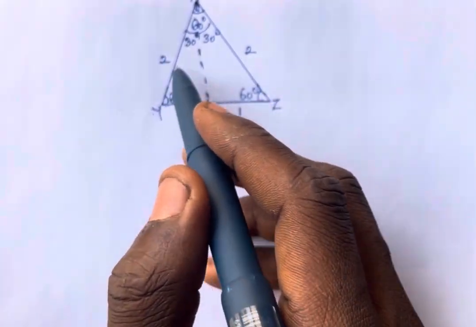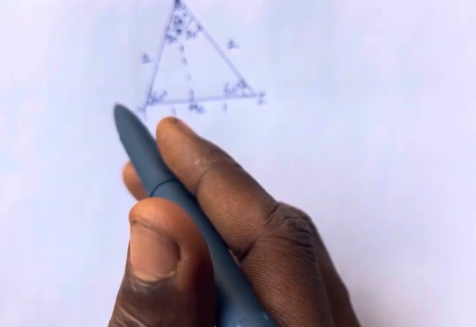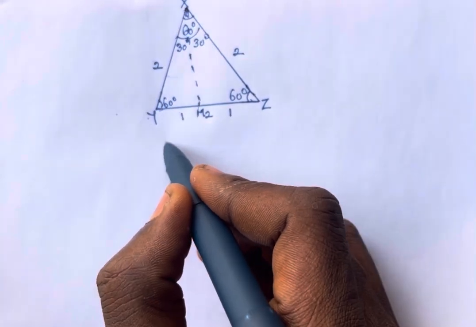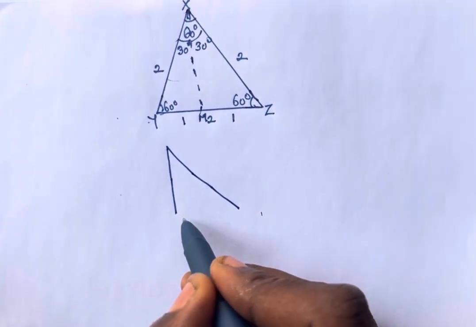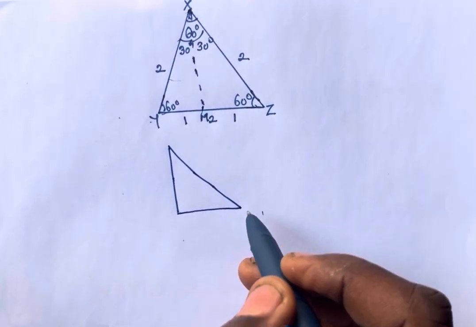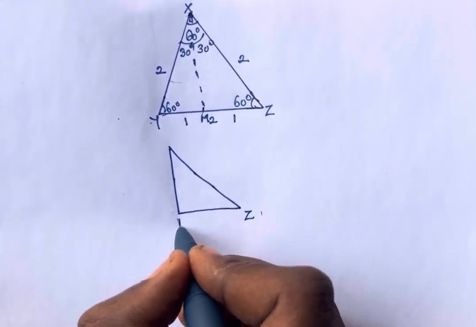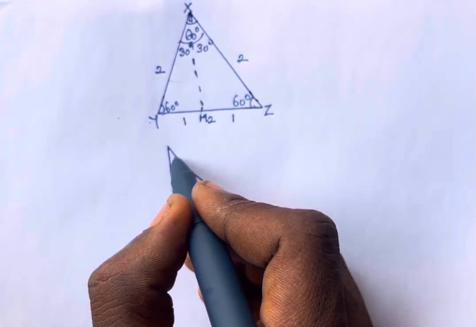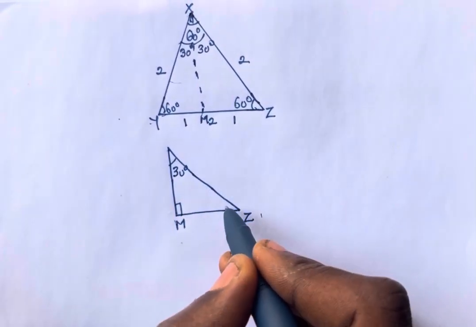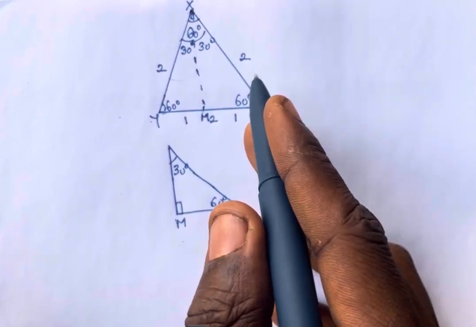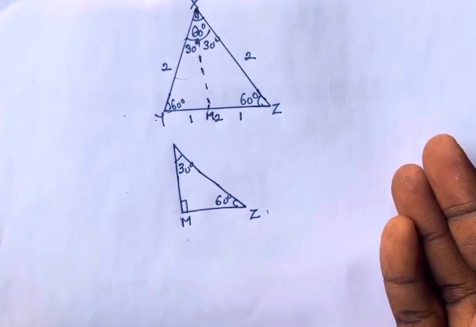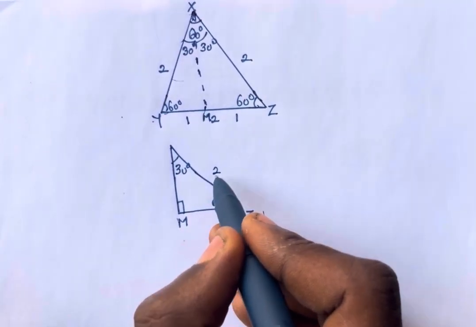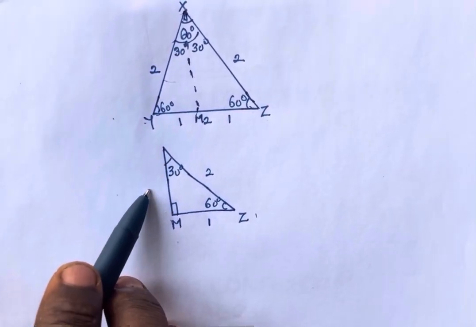So now we can take any of these right angle triangles out, like we have this, we have Z here, we have M here, and we have a right angle triangle here. Then we have angle 30 degree here, we have 60 degrees. So I'm considering the right angle triangle, the one that's on the other side. So then we have two units, we have one unit, but we didn't have the side.